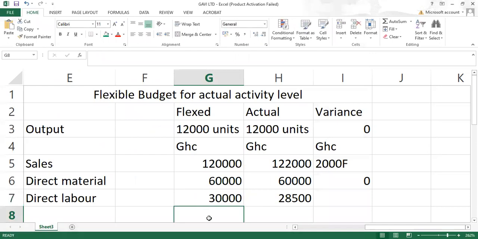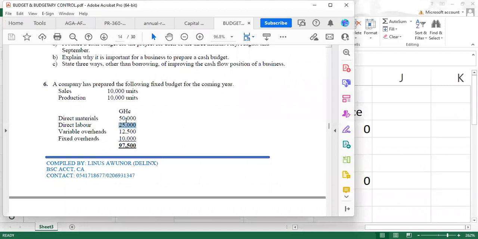You see, if you don't know how to do this, just find the actual unit over budgeted unit times the budgeted cost. That is all. 12,000 over 10,000 times 25,000.